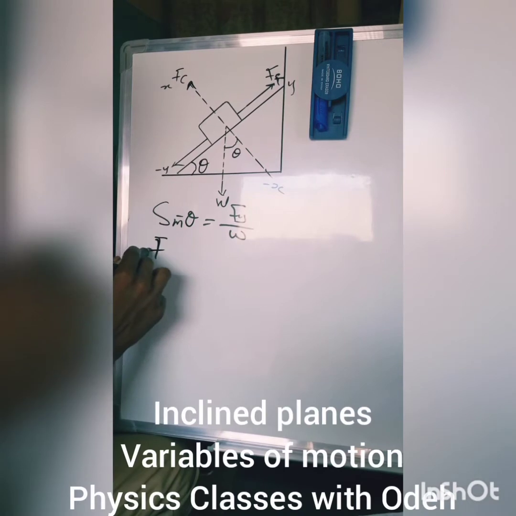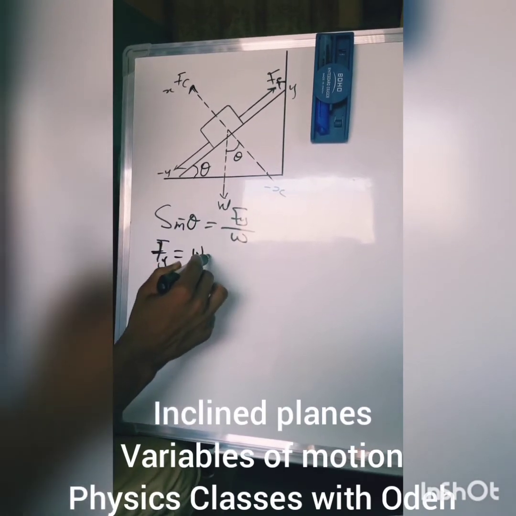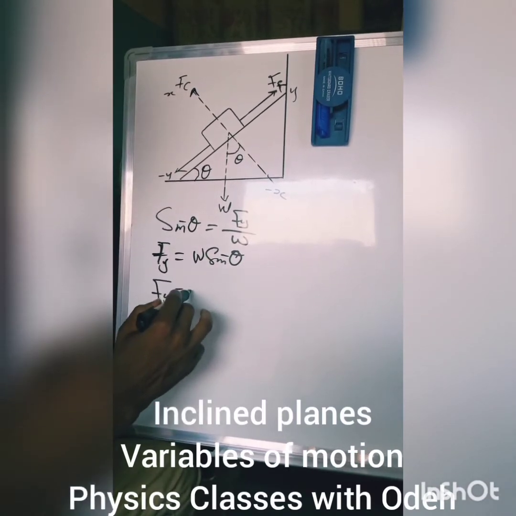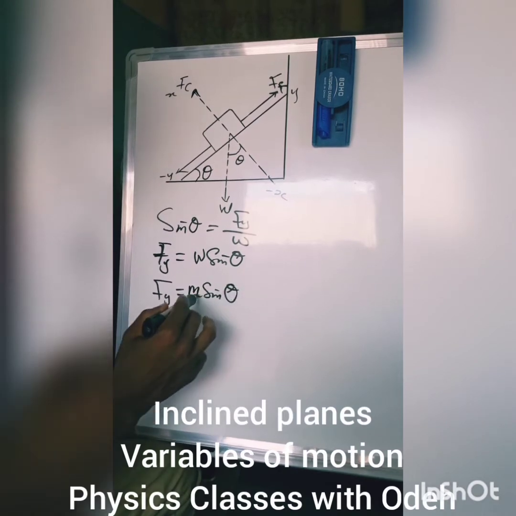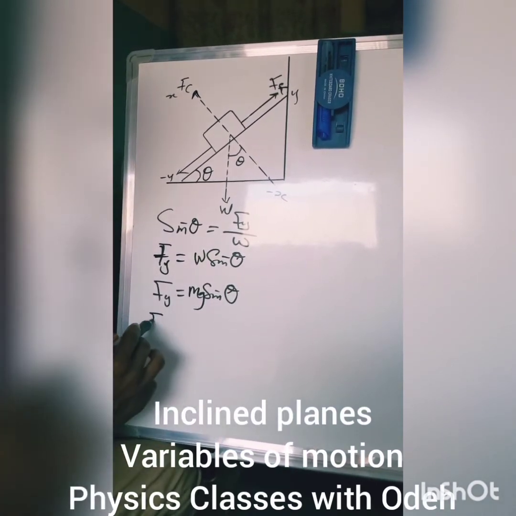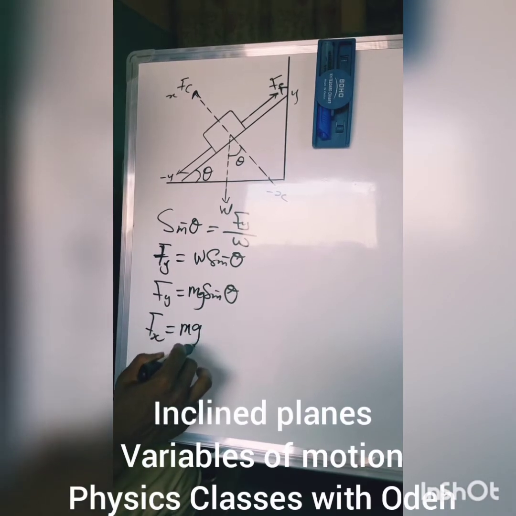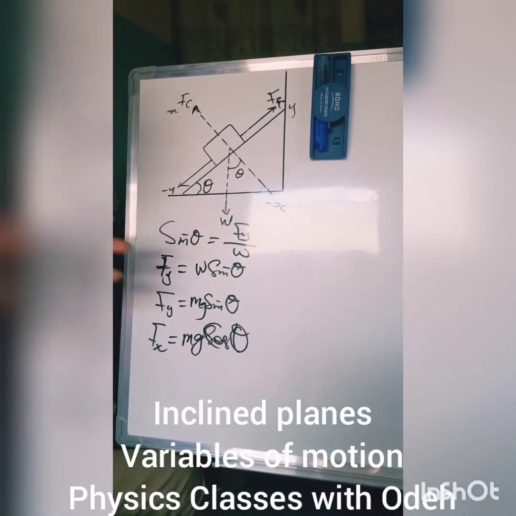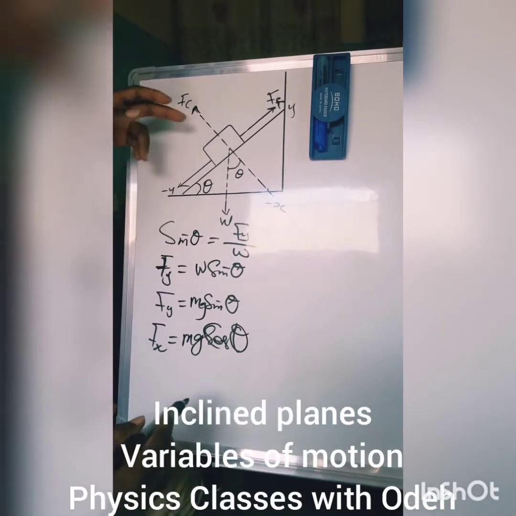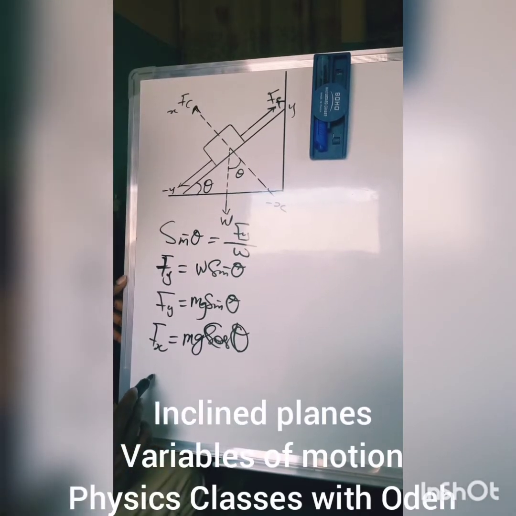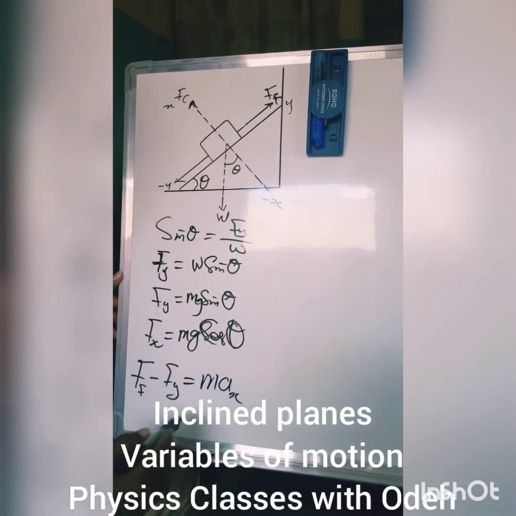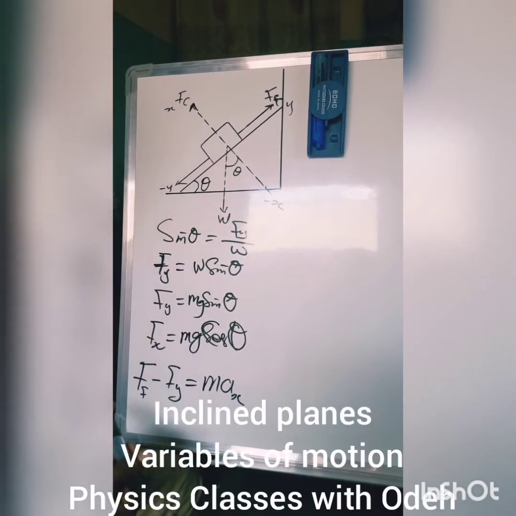Now, Fy will be equal to W sine theta. Weight W is mg, so Fy is equal to mg sine theta. Similarly, for Fx, we have mg cos theta. Having taken this, you would agree with me that the total force on this plane is going to give you F minus Fy, and that will give you max. This is the total force, and it's equal to this.